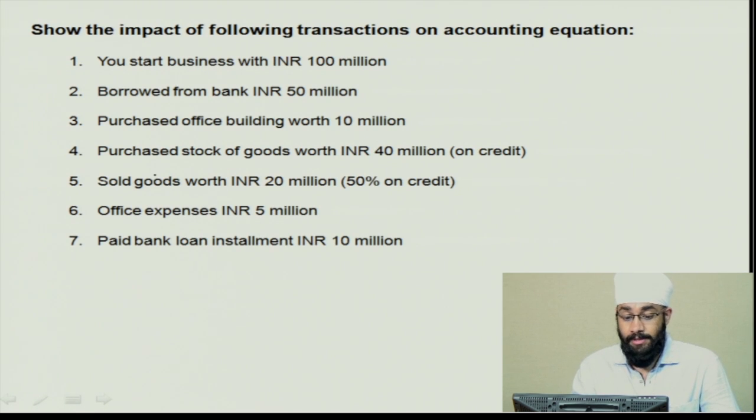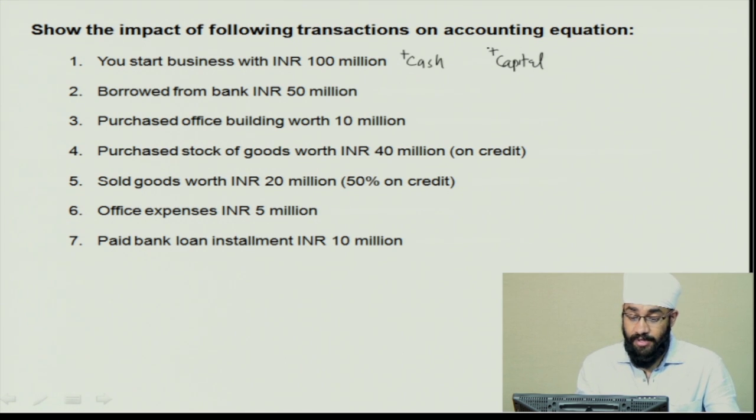Transaction 1 is you start business with 100 million cash. So this means that business gets cash, but it also means business owes the amount of capital to the owner of the business. Whosoever supplies this money to the business has to pay it back to the business as well. Remember the entity concept principle of accounting.